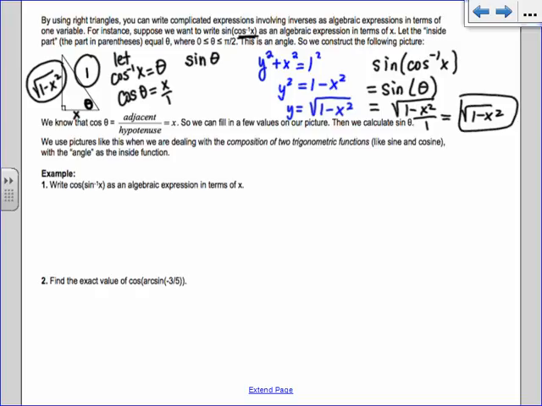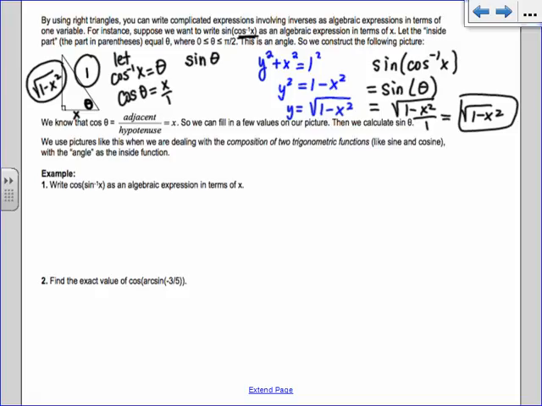So we have manipulated this expression so that we just get a final answer not involving sines and cosines at all. So it's the square root of 1 minus x squared. I know that's complicated, so we're going to do it a couple more times. Okay, so let's do the opposites. Let's say we do cosine of inverse sine as an algebraic expression in terms of x.